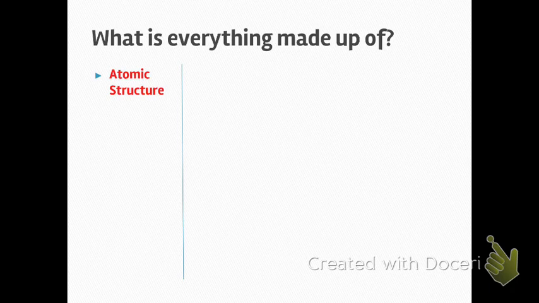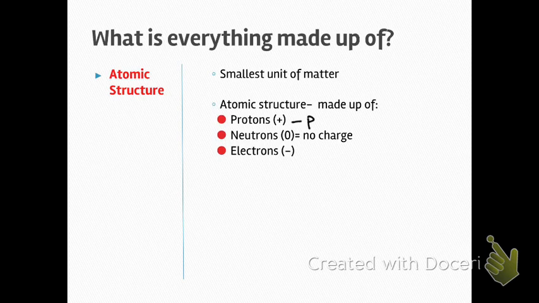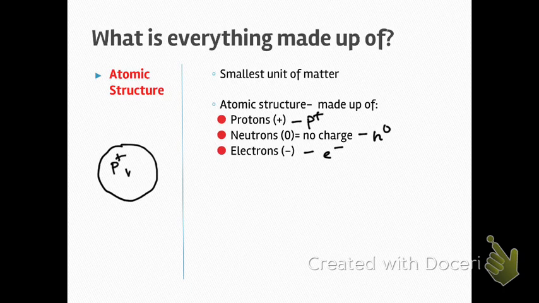So the atom is made up of what we call three subatomic particles. They are protons, which are positively charged, neutrons, which have no charge, and then electrons, which are negatively charged, right? And so where are these located? Well, protons and neutrons, which I'll call P plus and N, no charge, and electrons are E minus. Protons and neutrons are found in the center of the atom, which is called the nucleus. So they are found in the nucleus.